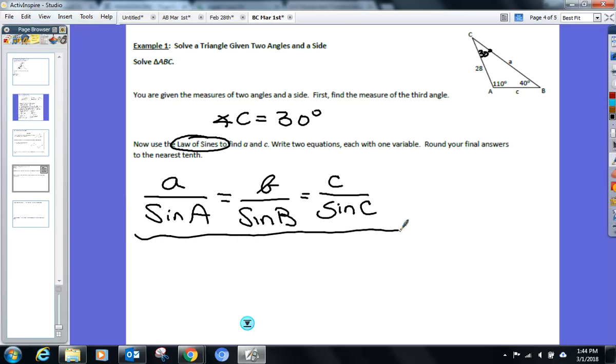Do we know a side and the angle across right now? What side do we know? Which is how long? So we know 28 over, what's the angle across? 40, but I'm not going to put 40. Law of sines, sine of 40 is the same ratio as, you guys wanted to find side A over, what's the angle across? Sine of 110. And how many proportions have we solved this year? Too many.